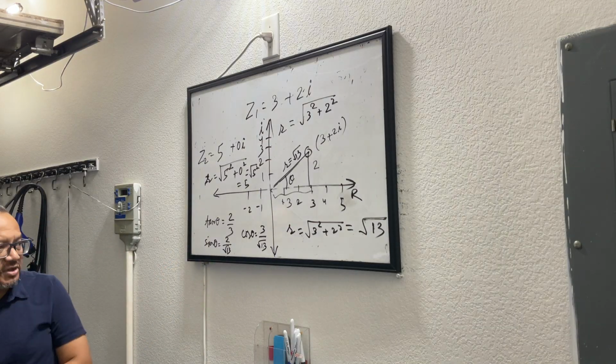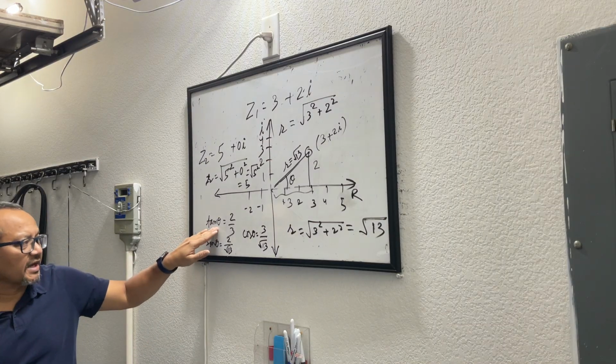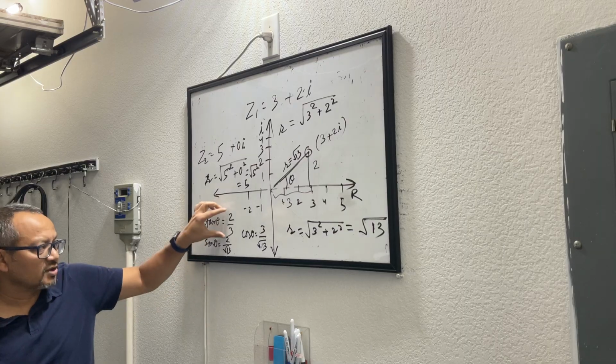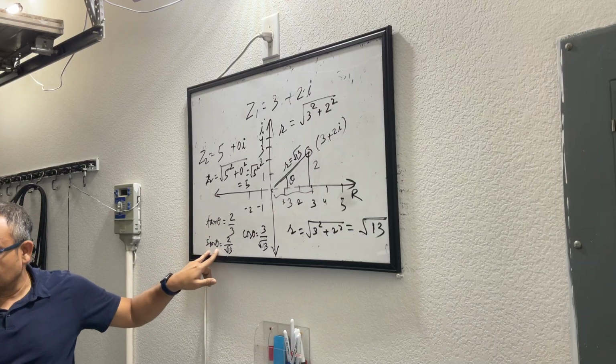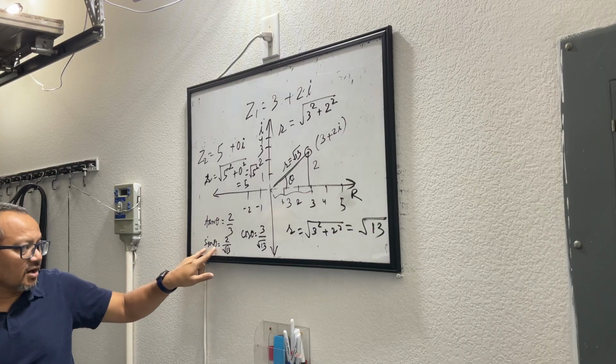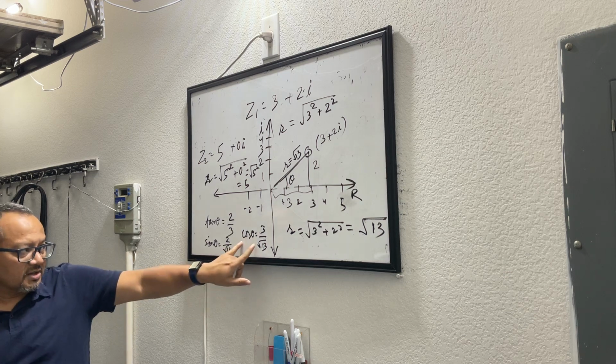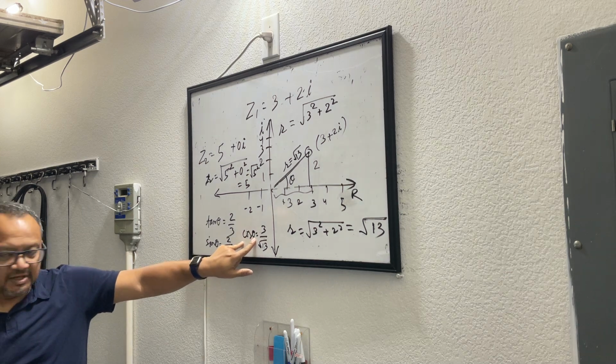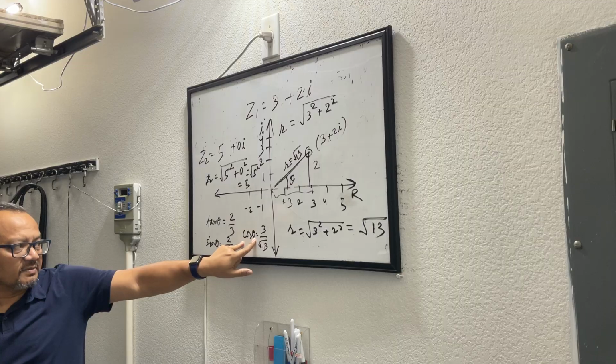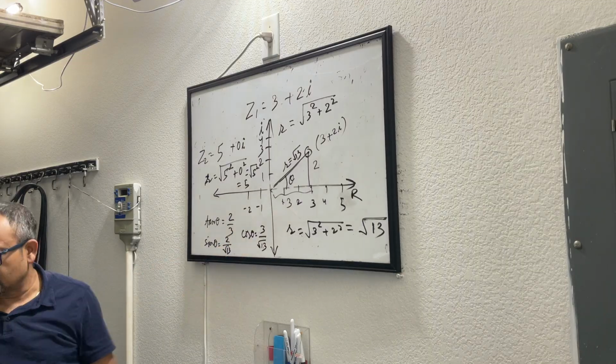Now you have to find out theta. In this case, theta will be tan inverse or arc tan of 2 over 3. Using the sine representation, theta will be arc sine of 2 over square root of 13. Or if you are using this representation, your theta will be arc cos of 3 over square root of 13.